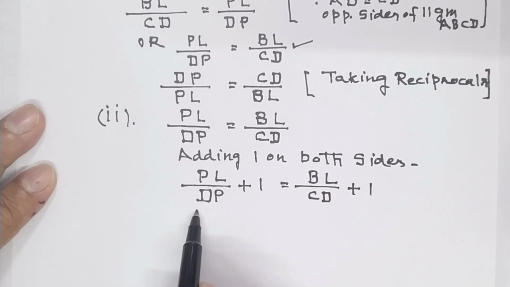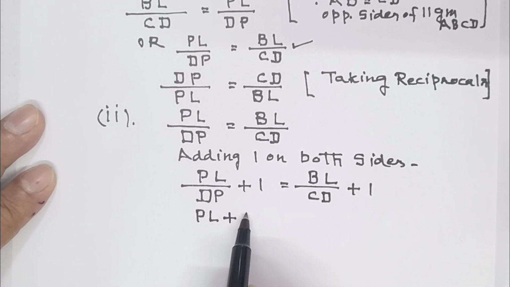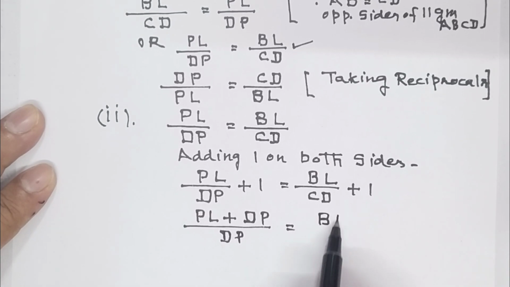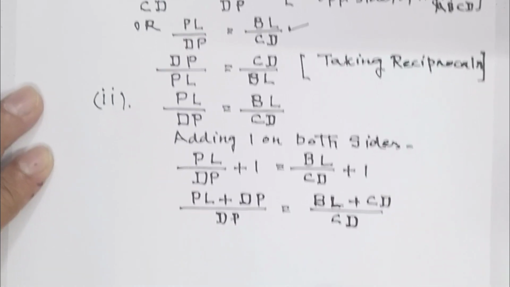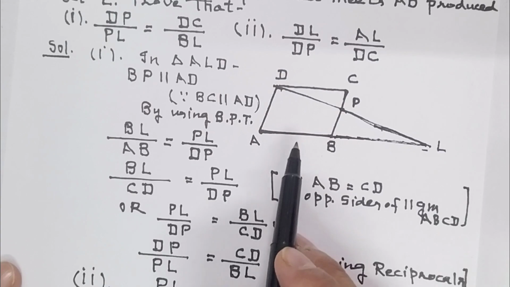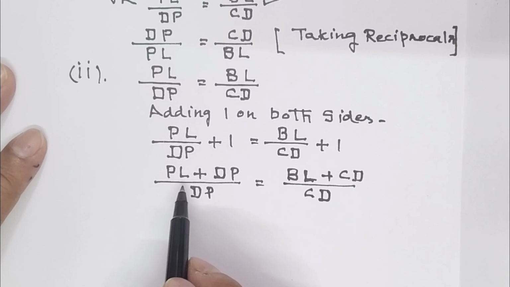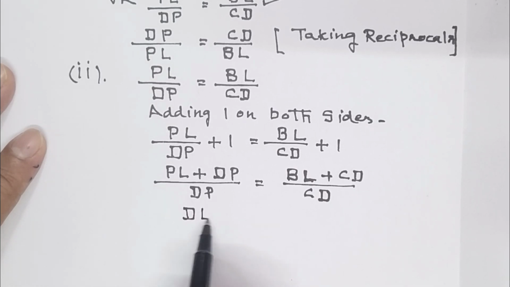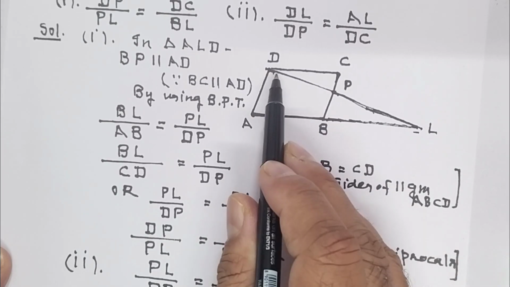Further solving, PL plus DP into 1 will be DP upon DP is equal to BL plus CD into 1 is CD upon CD. So PL plus DP, from the figure you can see PL plus DP is DL. So it will be DL upon DP is equal to BL plus CD. This is BL plus CD.